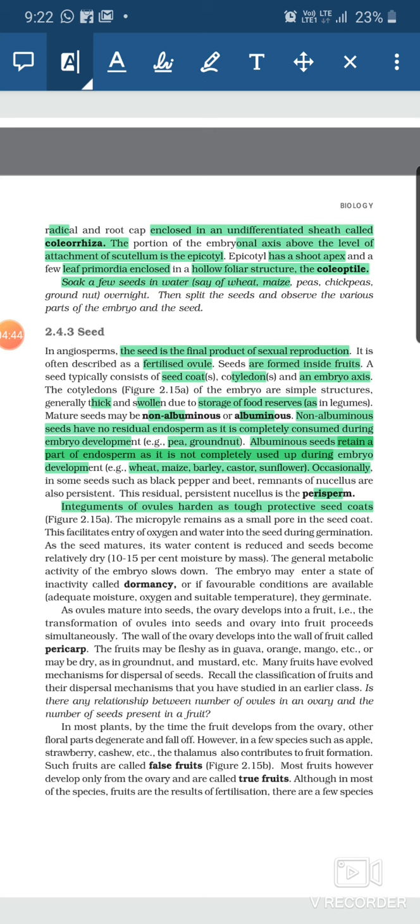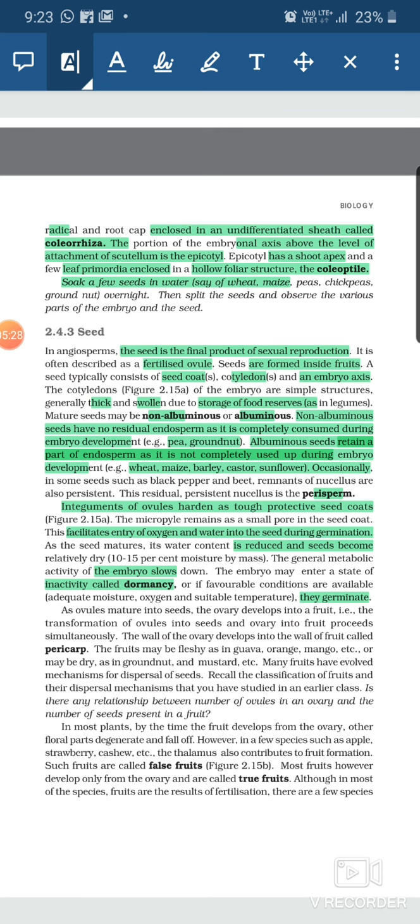It remains in the form of a small pore, and through this pore there is a facility for the entry of oxygen and water into the seed during germination. So that pore is majorly used for the entry of oxygen and water, which aids in seed germination. Now as the seed matures, the water content is reduced and the seed becomes dry. The general metabolic activities of the embryo slow down, and the embryo may go to a state of inactivity, which we call dormancy. And whenever favorable conditions are available, the seed germinates.